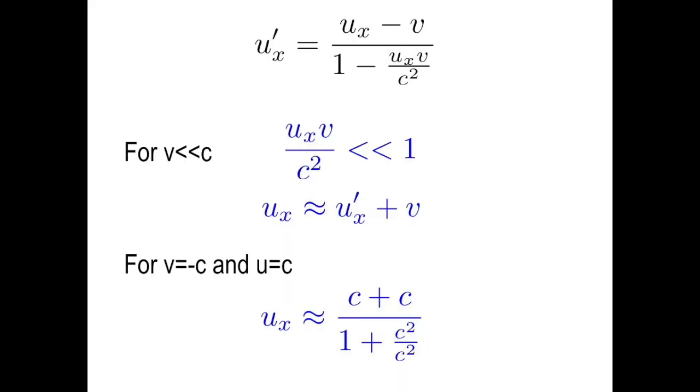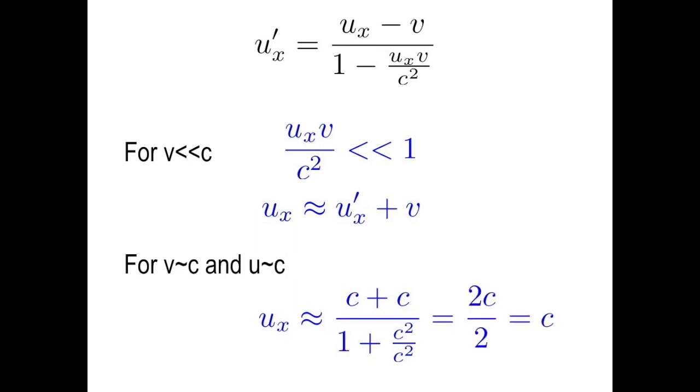Well, u sub x is c, v is minus c, so we get c plus c in the numerator, and we have 1 plus c squared over c squared in the denominator. This is just 2c over 2, which is c. So we cannot go faster than the speed of light. That's something we expected. We knew that, but we see that this transformation equation is robust enough and gives the result. And we could say that c plus c is c in special relativity.